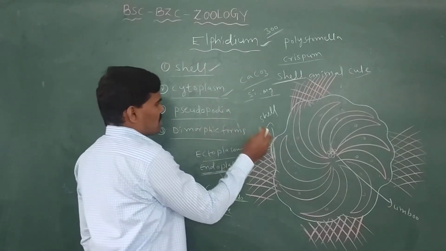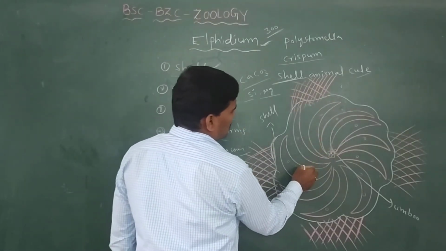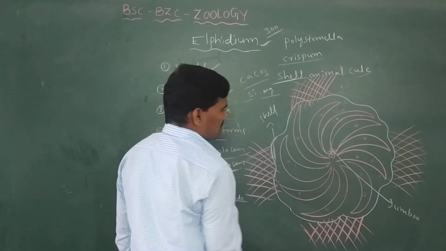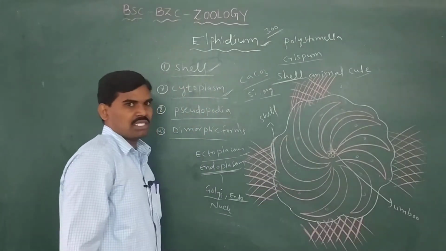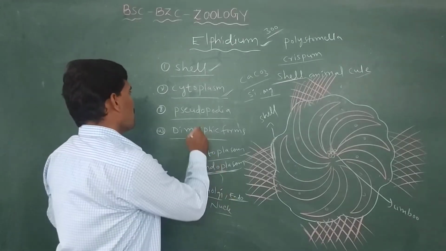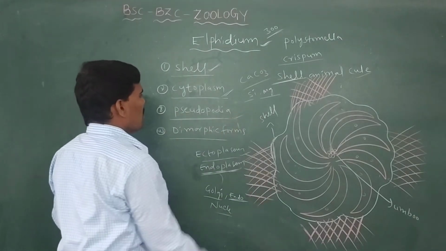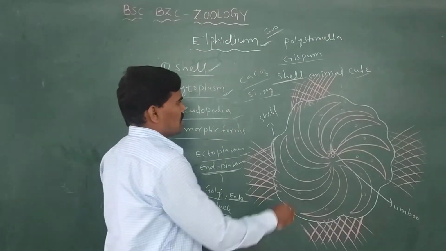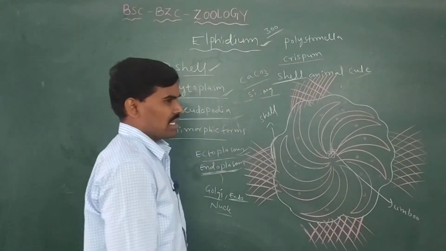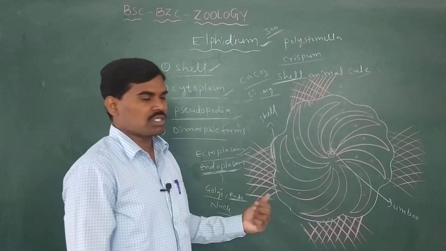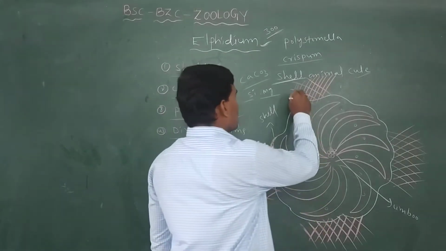Next, the cytoplasm fills the chambers. All the chambers are filled with cytoplasm, and the nucleus is present in the cytoplasm. Okay, next, the third one, pseudopodia. The pseudopodia are formed from the ectoplasm, on the outside of the cell.